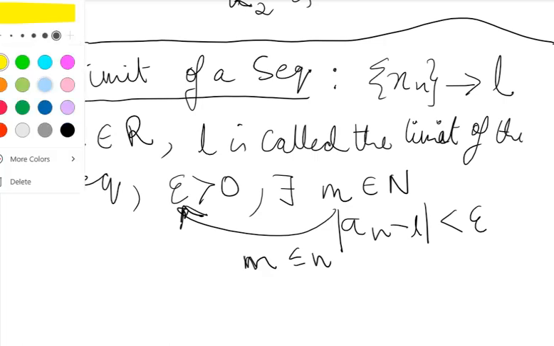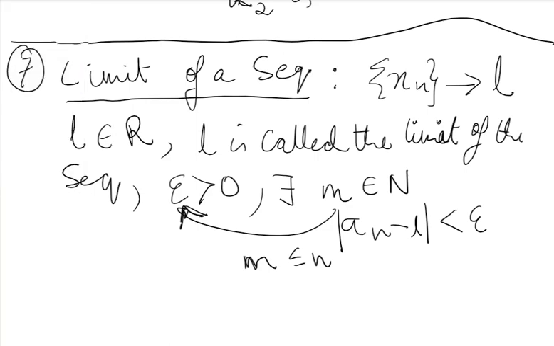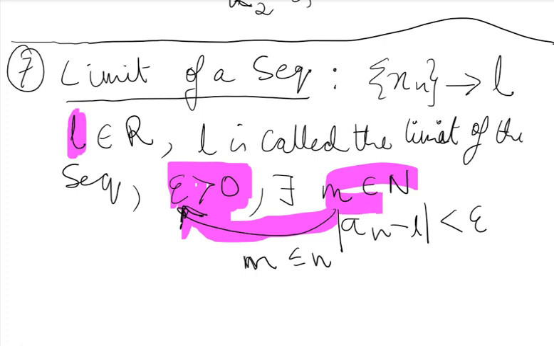Let's put a different color now. So this L will be called the limit of the sequence only when for an epsilon greater than 0, there exists an M that depends on this epsilon and belongs to the natural numbers, such that a_n minus the limit point will be less than the epsilon that you have chosen, and this M will be less than or equal to n. It can be less than n, and it also can be equal to n. So these are the main points that you need to understand.